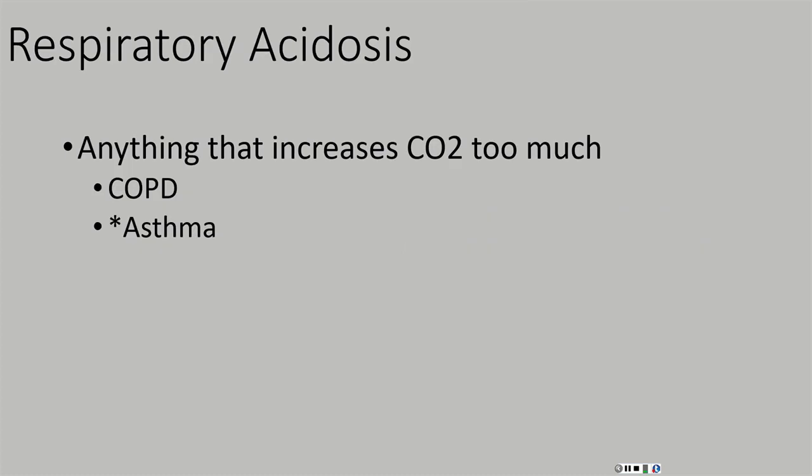So what are some things that could cause each of these conditions? In respiratory acidosis, anything that increases CO2 in your body to above normal. Well, remember, we breathe. With every breath, we get rid of CO2. So if we're not breathing enough, if something's interfering with our breathing, then CO2 remains in our body and it builds up. For example, COPD, emphysema, asthma.